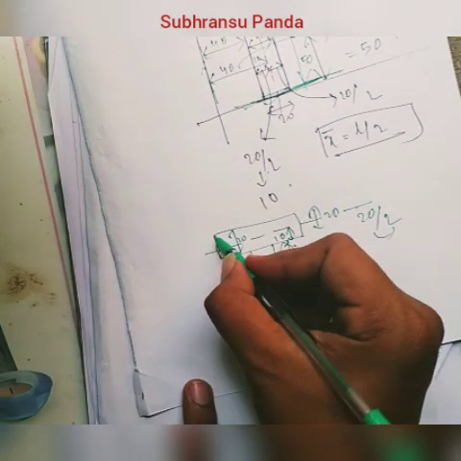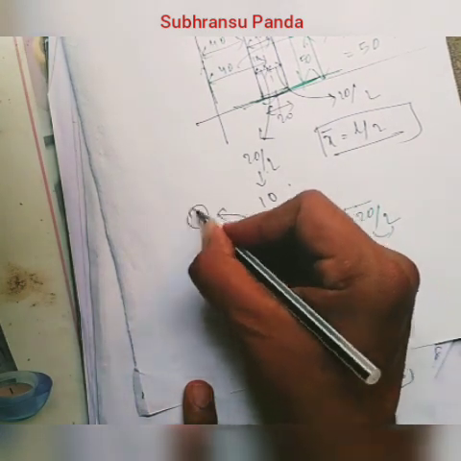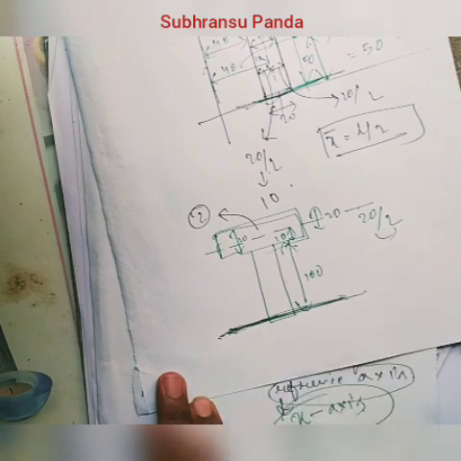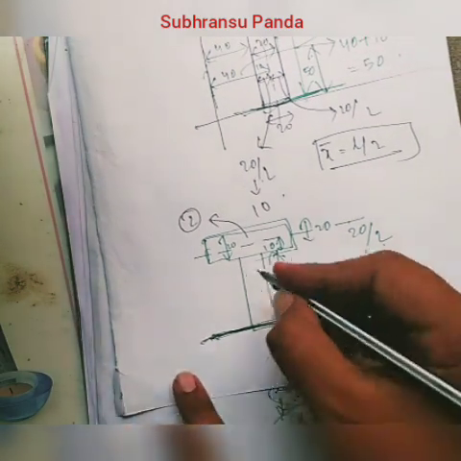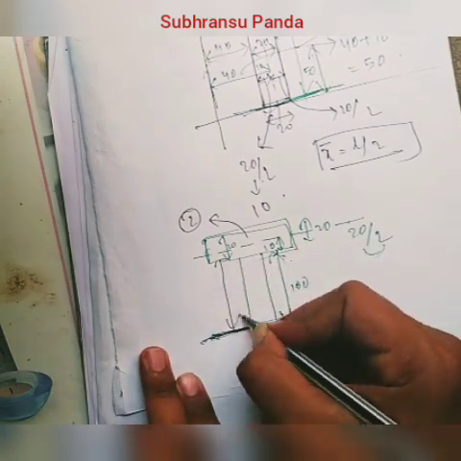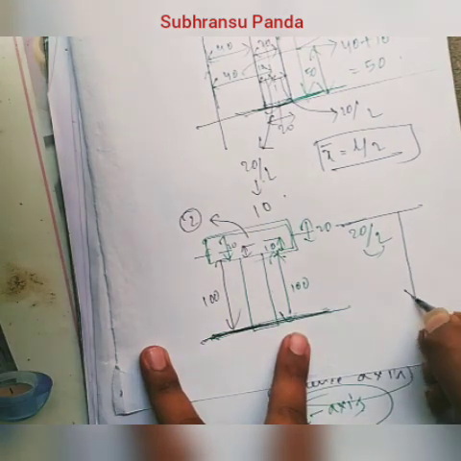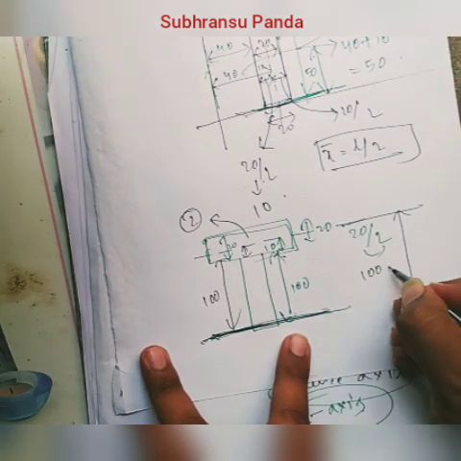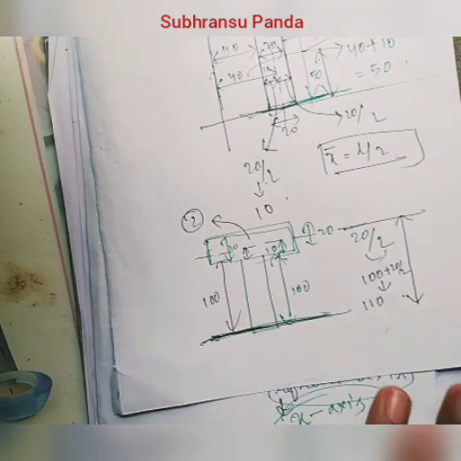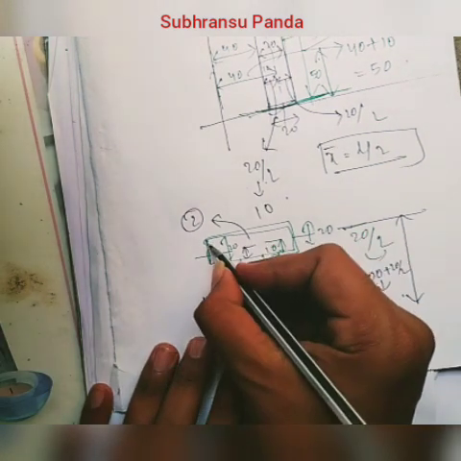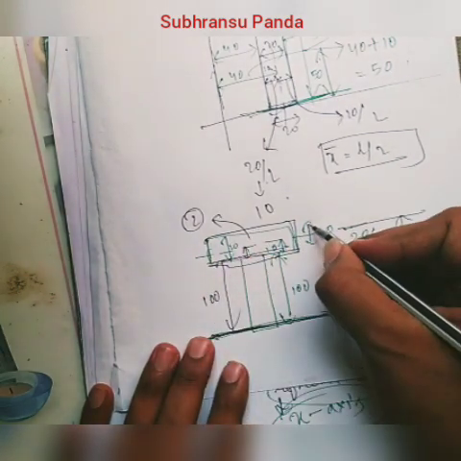But this section 2 is not connected with this reference axis, so we have to calculate its distance from the reference axis. So this is 100 and this is 10. So what will be the distance from the reference axis? 100 plus 20 by 2, or directly we can write it as 110. Simple. Again I am telling, this is section 2, its height is 20.